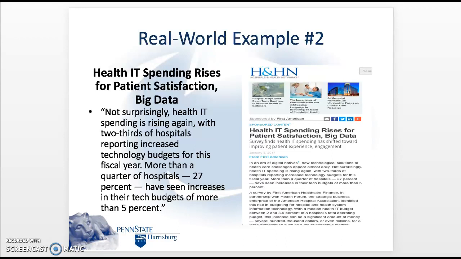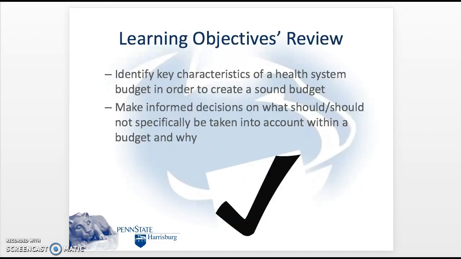Another real-world example would be health IT spending rises for patient satisfaction. So in this turn, it looks at how health IT spending is increasing and how the budgets must take into account larger growth areas in IT. And I quote, "Not surprisingly, health IT spending is rising again, with 2/3 of hospitals reporting increased technology budgets for this fiscal year. More than a quarter of hospitals, 27%, have seen increases in their tech budgets of more than 5%." This increase in IT budget and tech budgets then would require them to cut costs somewhere else in the future.